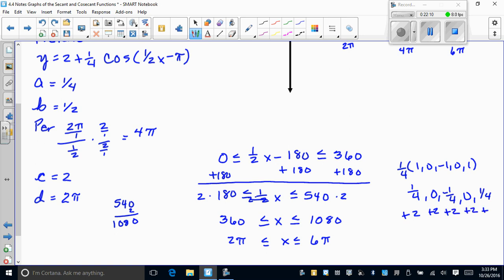So the points we're going to graph are 2 1/4, 2, 1 3/4. Please think quarters when you're doing this math. If you had $2 and you gave a quarter away, you'd have 1 3/4 kind of thing. The next one is 2, and then 2 1/4 again. And we're ready to plot our points.